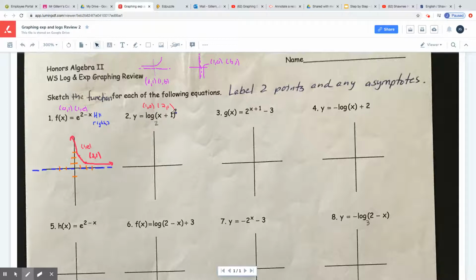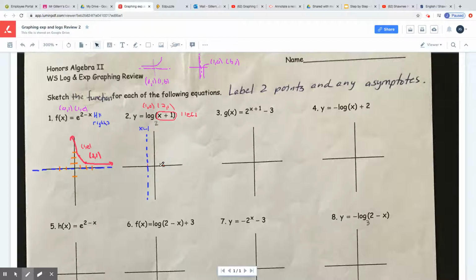Now what kind of transformations do we have? The only thing going on is in here. We have an x plus 1 there, which means we set that equal to 0. It's a negative 1, which means we're going to move this 1 to the left. The vertical asymptote is normally at 0, but since it is now moved 1 to the left, we now have a vertical asymptote at x equals negative 1.